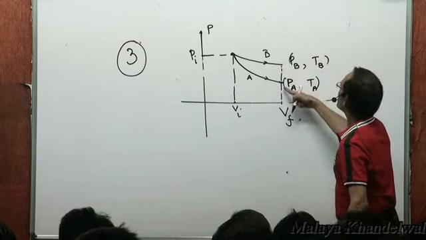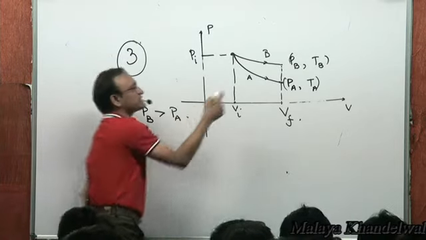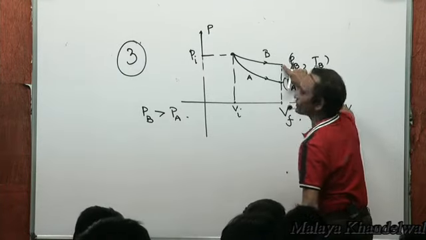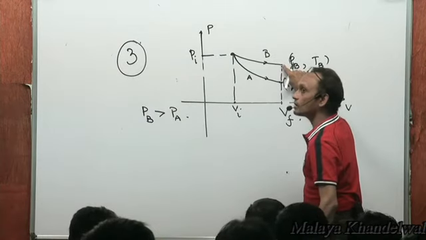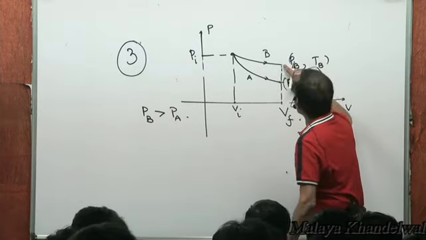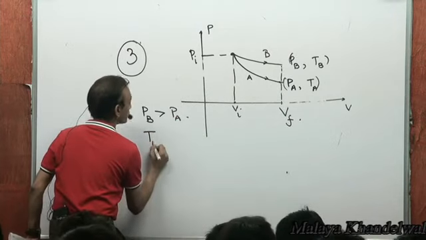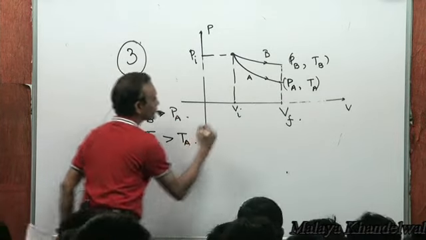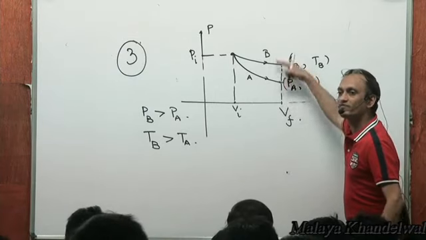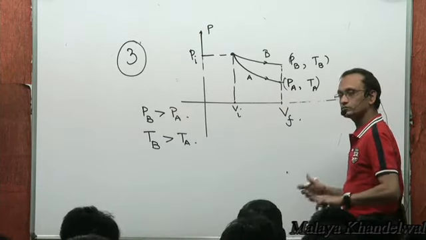From the figure itself you can say that PB is more than PA. That's readily observable. Also realize that this point and this point are at the same volume, and this is higher pressure compared to this. So this would be higher temperature compared to this. Therefore, TB will be higher than TA. Yes or no? If pressure here is higher than this and the same volume, the temperature here would be higher than the temperature there. TB will be more than TA. Clear? Right? Shall we move?